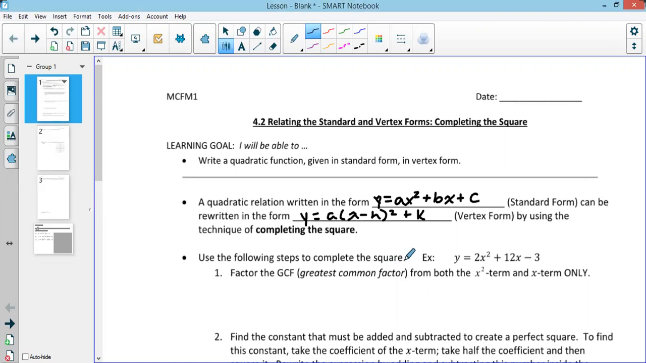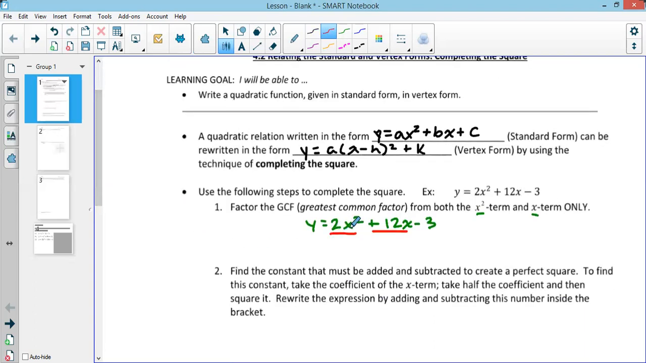So the first step to complete the square of this equation is to factor out the greatest common factor from both the x squared and x term only. So for example, if we rewrite our equation as y equals 2x squared plus 12x minus 3, we only focus on the x squared and this x term. Looking at this, we can see that the greatest common factor of 2 and 12 is the number 2.